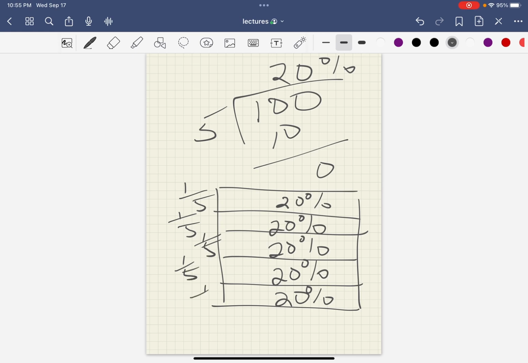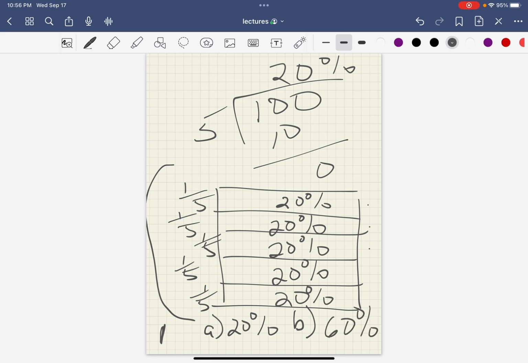And you'll notice on all of these, if you add all of these numbers up here, it's always going to be equal to 1. So this one is asking, what percent of a whole circle is 1/5 of the circle? So part A is 20%. That's just one section. What percent of a whole circle is 3/5? So that would be 20, 40, 60. 3 of those sections is 60%. All right. Let's see what else we have here.